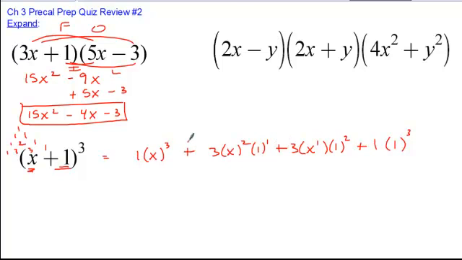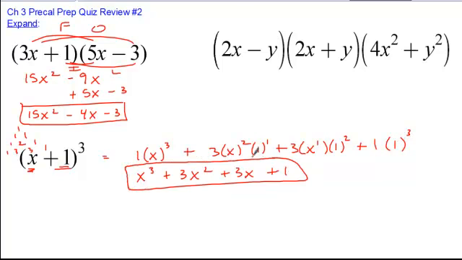In this case, I gave you real easy numbers to work with. There's not a whole lot of manipulating here. So you have 1x cubed. Here we square the x, so we get plus 3x squared. Here we square the 1, which doesn't affect anything. We get a plus 3x. And here we cube the 1, which again remains 1 times 1, which gives us our plus 1. And so this would be our expanded form for this second problem.